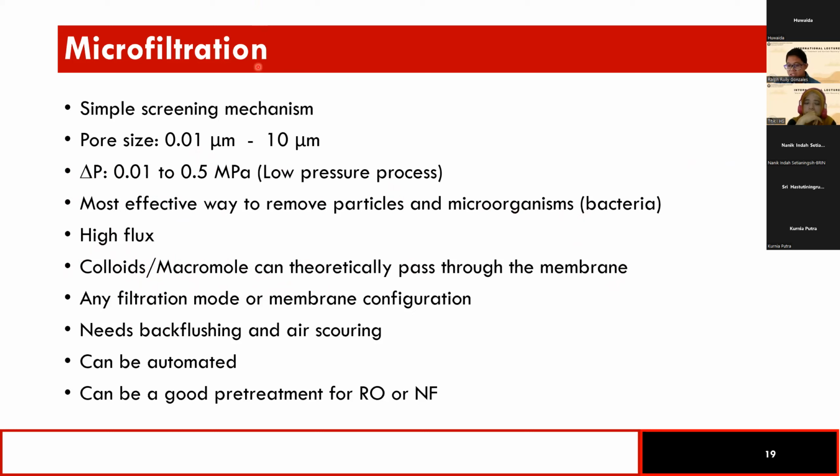So microfiltration can be applied in either cross-flow or dead-end filtration, and it can be applied using any membrane configuration, flat sheet, hollow fiber, anything. This process needs back flushing and air scouring, or just removing the foulants using water flushing or by air. This process can be automated, and this is a good pretreatment process for reverse osmosis or nanofiltration. Okay.